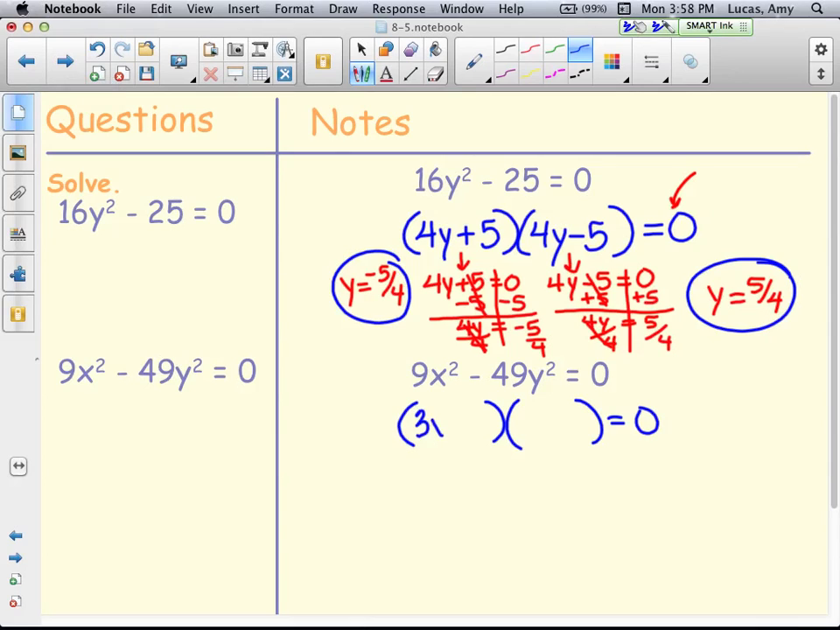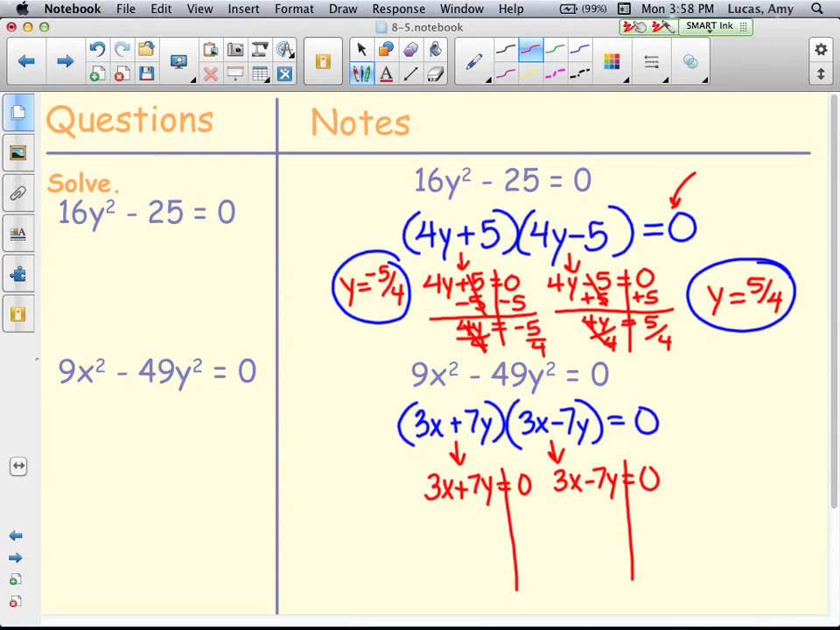9x squared is a perfect square for 3x times 3x, and 49y squared is a perfect square for 7y. So plus 7y and minus 7y. Now do the zero product property to finish. So set each of your binomials equal to 0 and solve them to get the x by itself. So I would need to subtract 7y on this one. And then I would divide by my 3. So x equals negative 7y divided by 3.